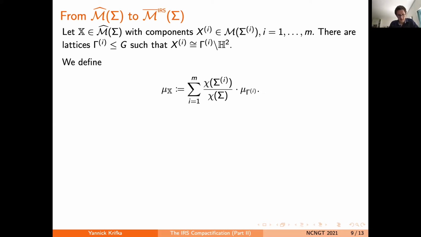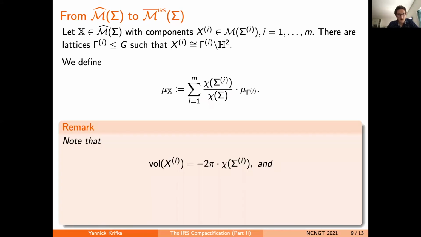Namely, we define for our nodal surface X here, mu_X as this sum, where we basically sum up the IRSs for each part. So here we have m parts, so the sum goes from 1 to m, and we have certain weights here, which is the Euler characteristic of the component i over the Euler characteristic of the total surface. And let me try to make sense of this definition.